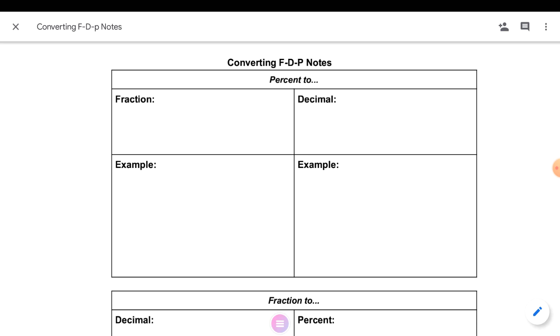Okay. What we're going to do is I'm going to give you examples. Some of this may be new news. Some of it may be old news. Okay? A percent to a fraction. Who thinks they know how we can change a percent to a fraction?